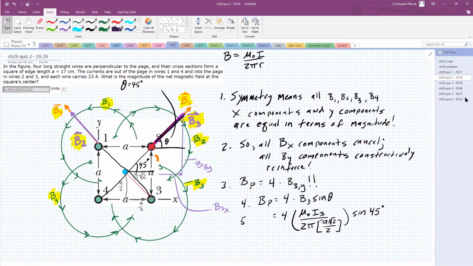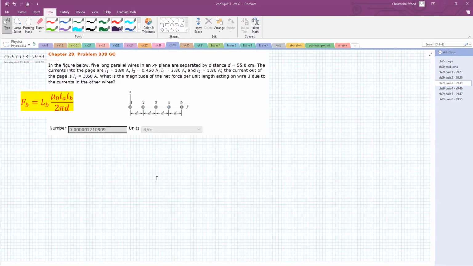So work on that while I go forward with quiz 3. So in the figure below, 5 long parallel wires. These wires are long, but they're perpendicular to the screen, so they're coming out of the screen and going into the screen. We know their separation distance. And then we have some currents going into the page, so I need some X's. Here are the currents going into the page. I1 is going into the page, so that gets an X. Into the page means X for I1. I3 is also going into the page, so that gets an X.